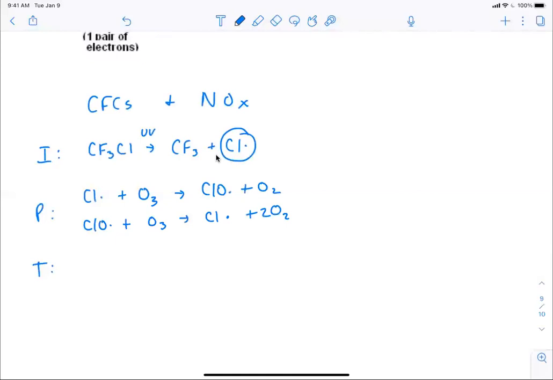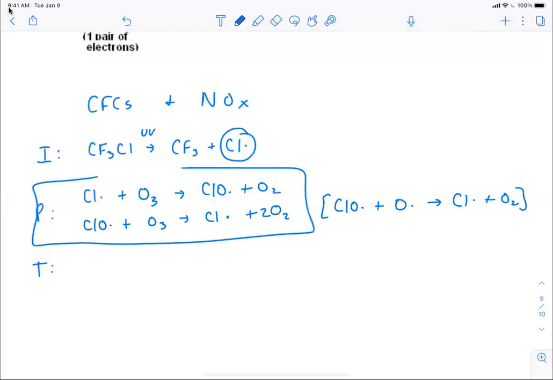Some books will say this as ClO dot plus O dot yields Cl dot plus O2, and that's okay as well. I think both of them are acceptable here because the idea is that ozone, when it breaks up, does form oxygen gas and O free radicals. And so that characteristic does happen as well. And you can see that in this process here. And again, I don't think the termination step is that important. It's more about these propagation steps that we really care about here.